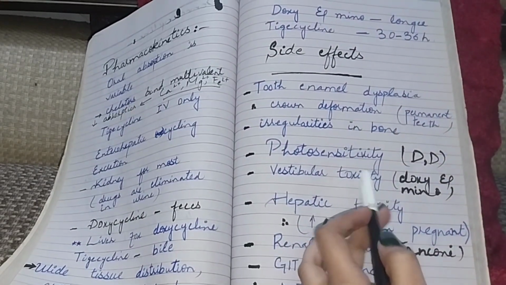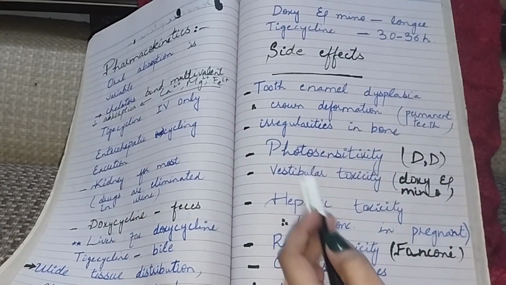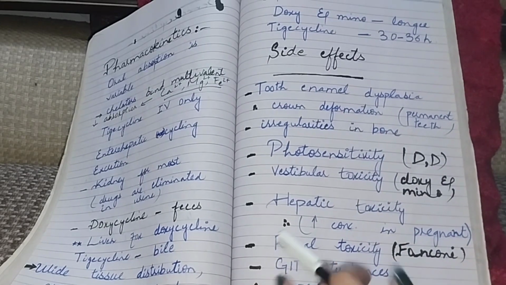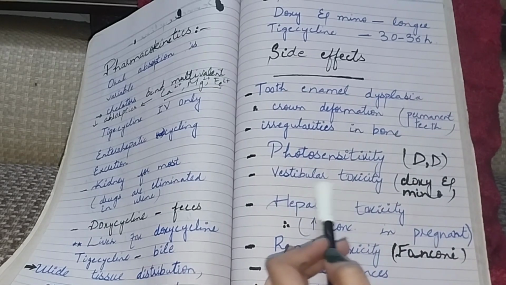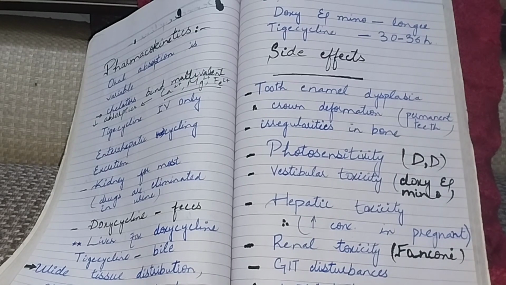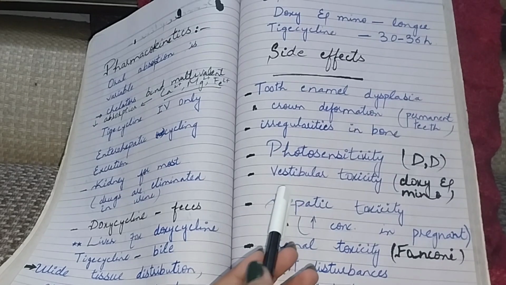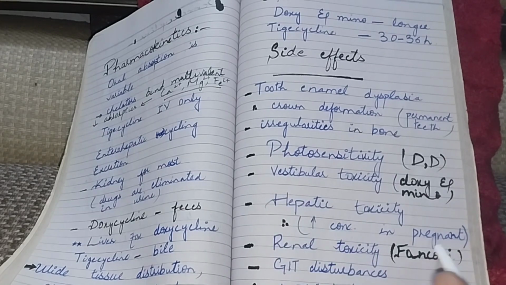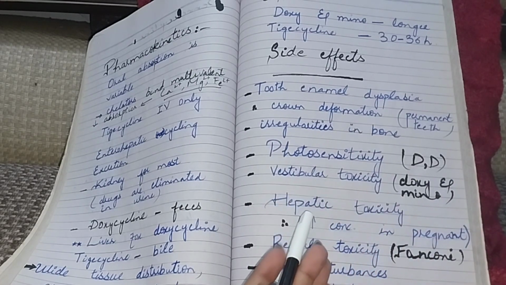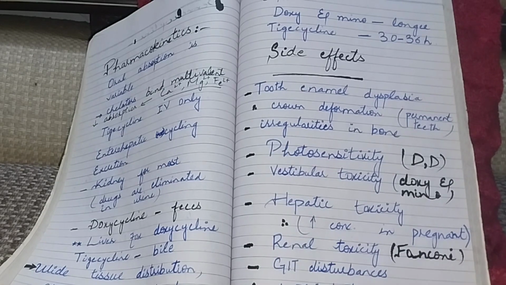They also cause photosensitivity, specifically by demeclocycline and doxycycline. Tetracyclines also cause vestibular toxicities, especially doxycycline and minocycline. Tetracyclines also cause hepatic toxicity. High doses of tetracycline, especially in pregnant ladies and those that already have hepatic diseases, can impair liver functions and can lead to hepatic necrosis.